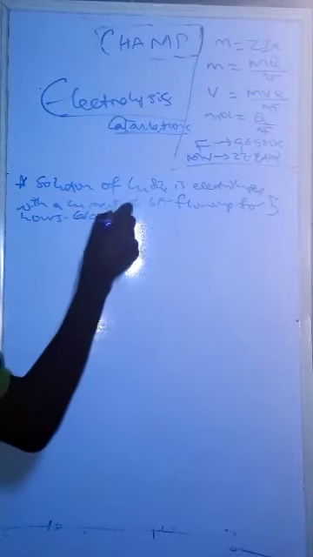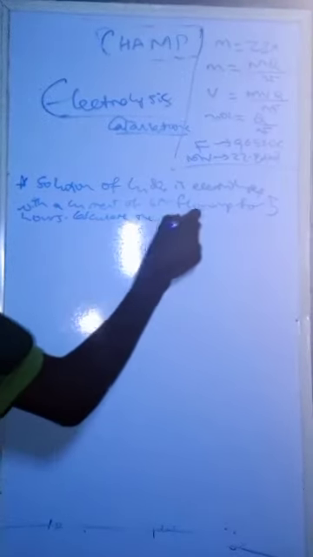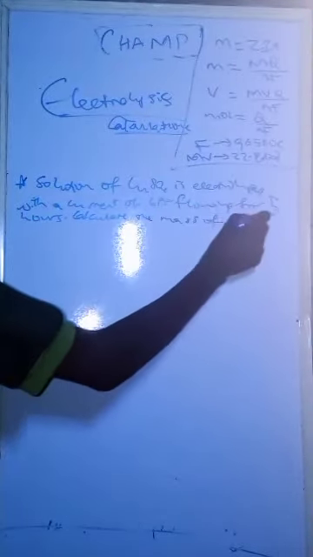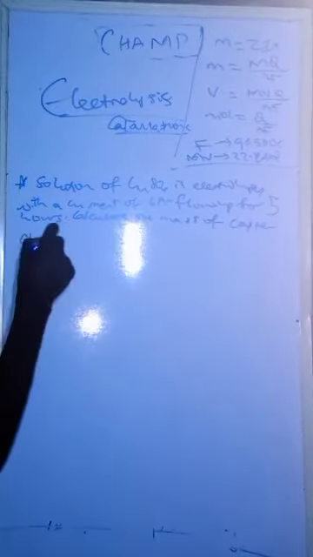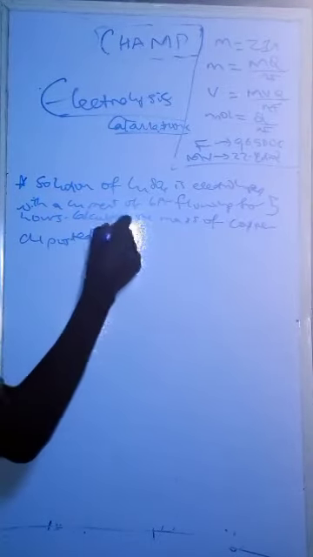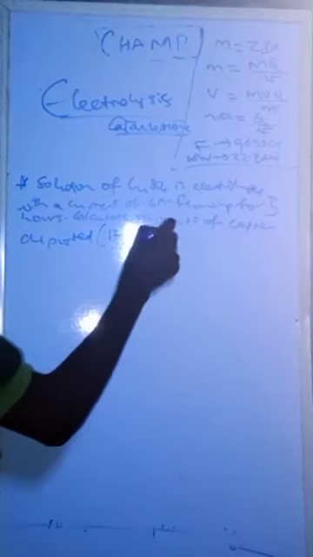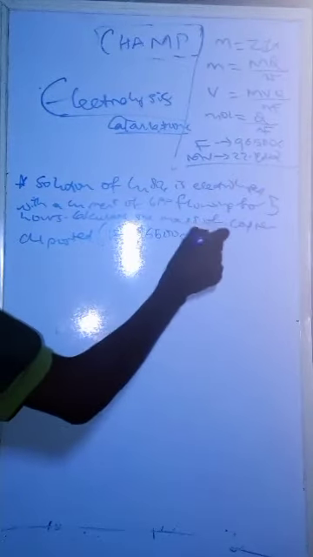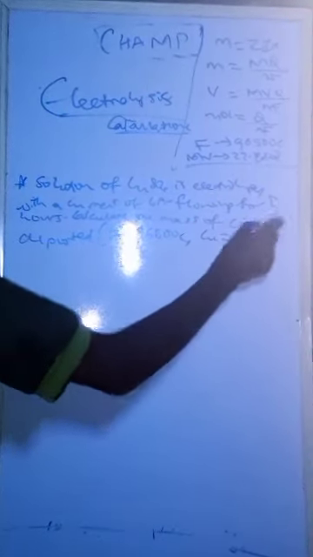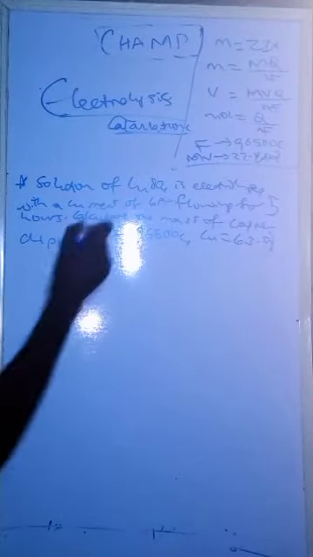Calculate the mass of copper deposited. Then they gave you 1 Faraday to be 96,500 coulomb and your copper to be 63.5. So it's as easy as that. Whatever you ask, calculate the mass.